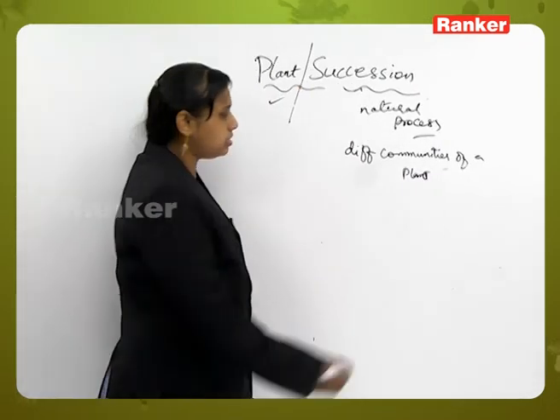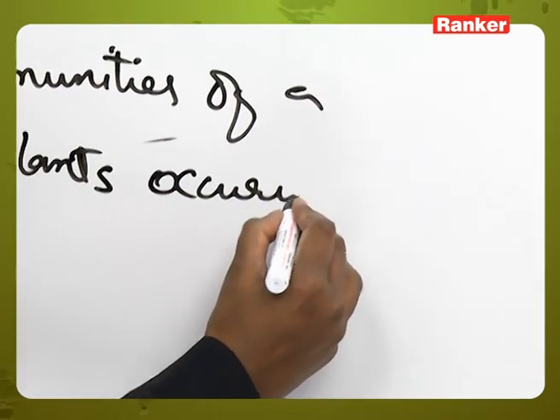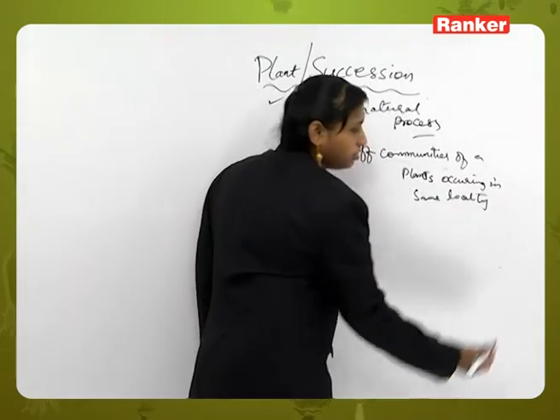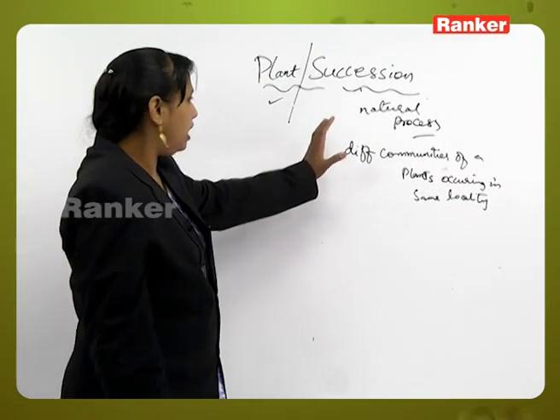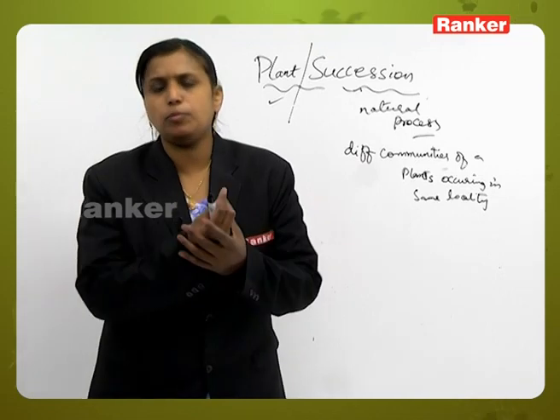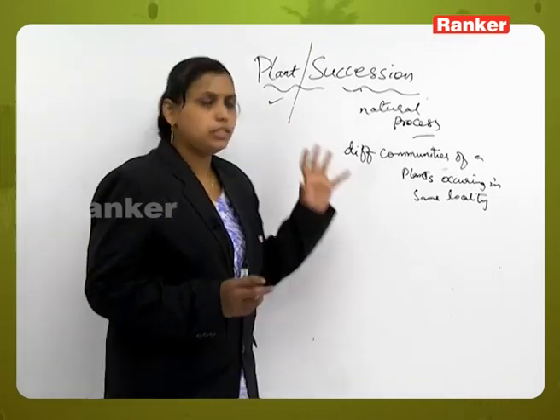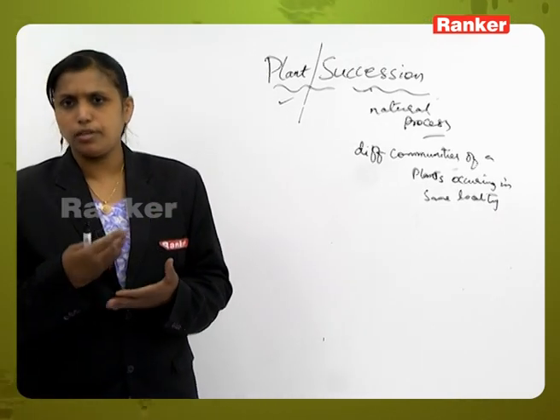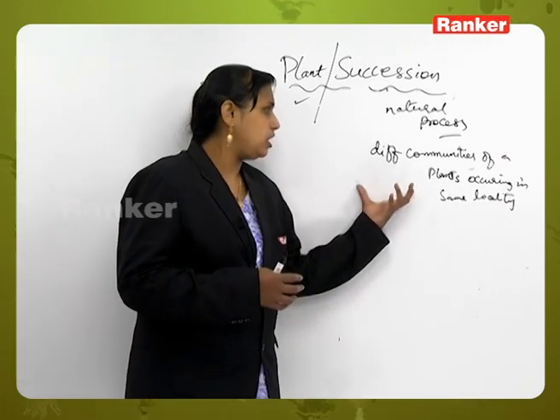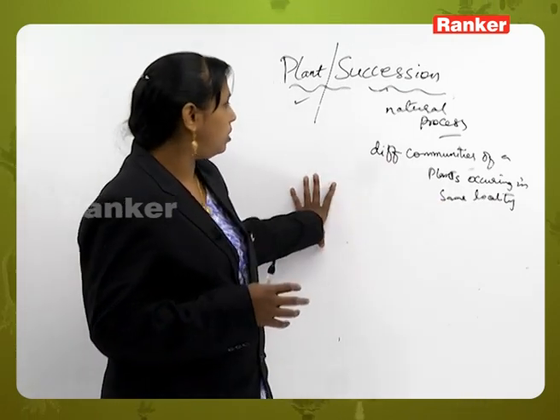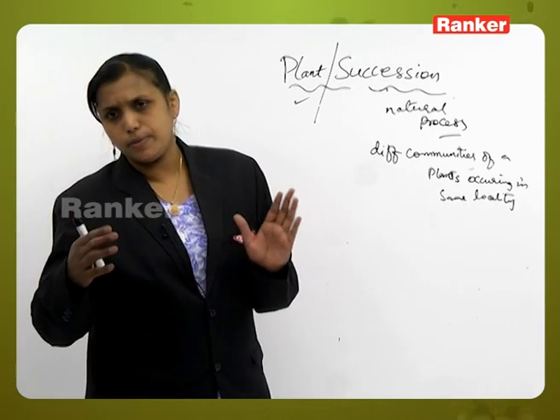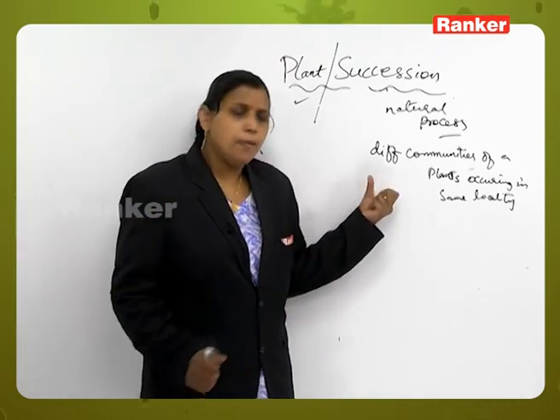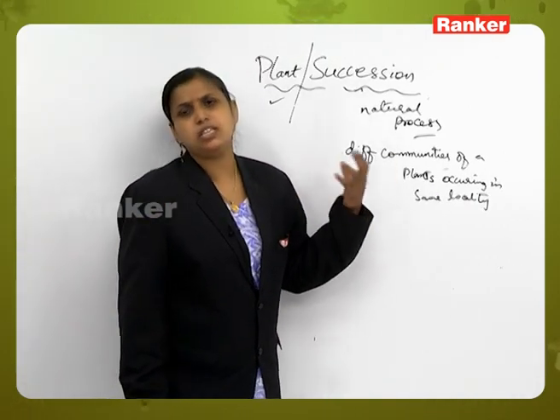Different communities of plants occurring in the same area, same locality, is called succession. For example, when we talk about a plant community, we can say that a plant community is a dynamic system. It keeps on changing and modifying with the changing environment, temperature or climatic conditions. Changes in the environment will lead to changes in community development, community behavior or growth, where it is occurring. So this modification will lead to changes in the particular plant community.